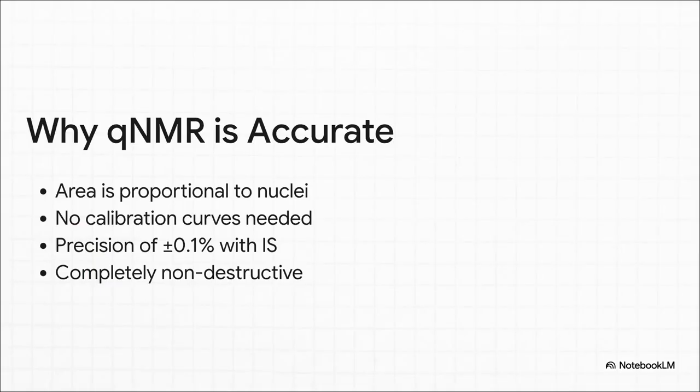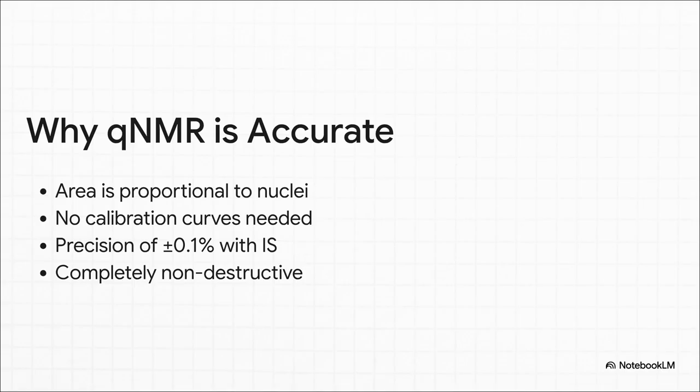Now, you might be wondering, how does it get so accurate? Well, qNMR relies on this absolute gold standard principle. The signal area is linearly proportional to the number of nuclei. You just add an internal standard, and you can hit an unbelievable precision of plus or minus 0.1%. And if you've ever spent hours or days running calibration curves for HPLC, you know what a massive game changer this is. You get perfect data, and no calibration curves are needed at all. Oh, and the best part, it is completely non-destructive.